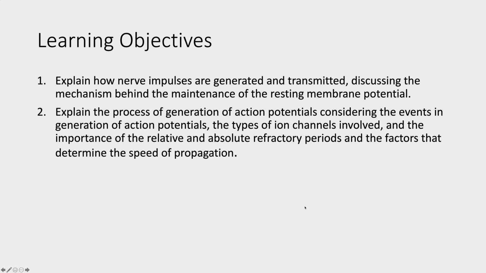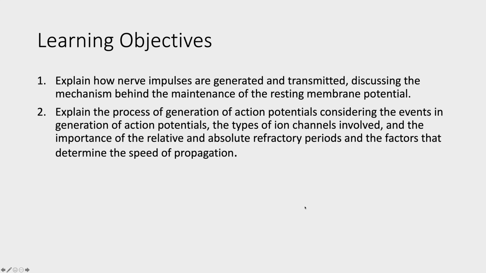In this case, the student is expected to explain how nerve impulses are generated, transmitted, and discuss the mechanism behind the maintenance of the resting membrane potential. Now going deeper into the same topic, explain the process of generation of action potentials. So all the steps, considering the events in the generation, the types of ion channels that are involved, and the importance of the relative and absolute refractory periods, and the factors that determine the speed of propagation in the nervous tissue.